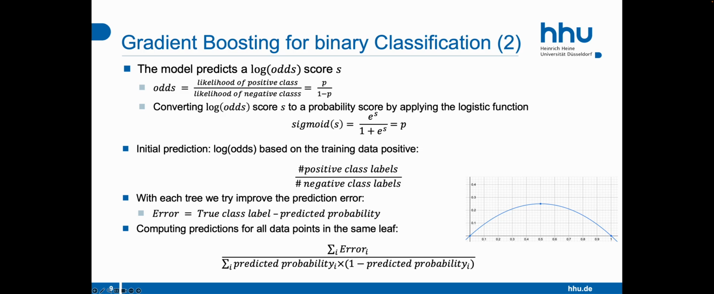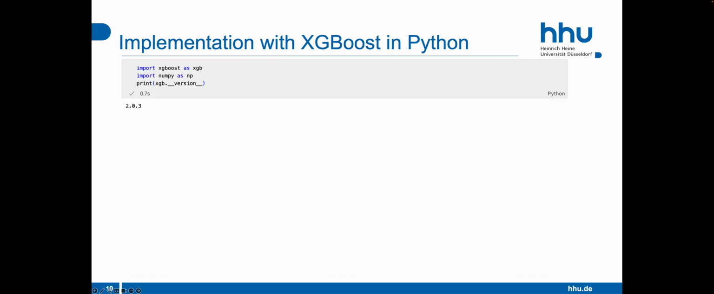We use the result of this function, and as before for the regression task, we multiply it with the learning rate and we add the result of the previous log of the odds prediction score, which gives us our new log of the odds prediction score.